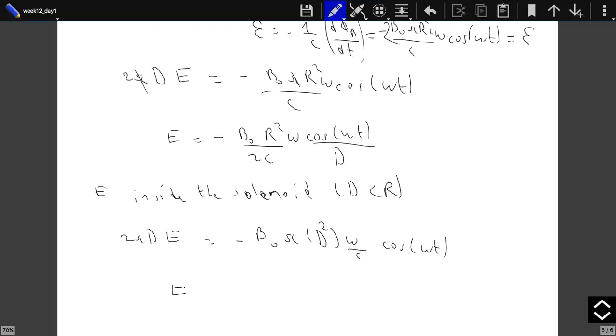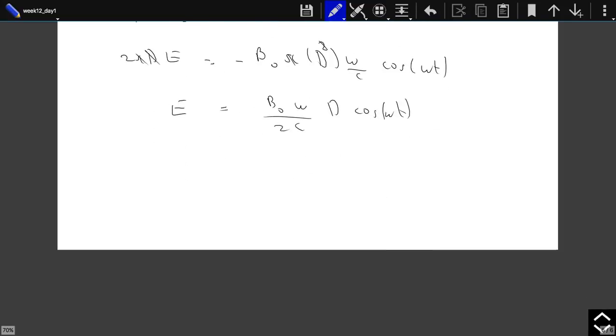So this tells me that the E field inside the solenoid is just, again, B is cancelled. One of them will cancel. B0 omega over 2c times d times cosine omega t. So basically the intensity of the E field is a function of the distance.